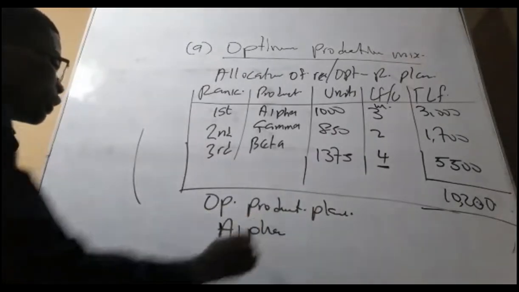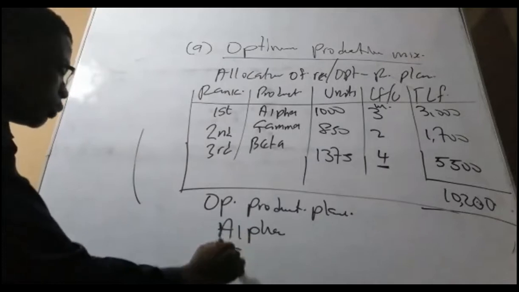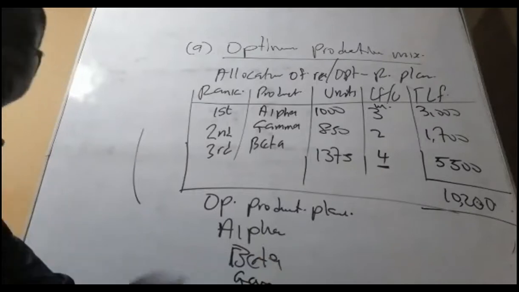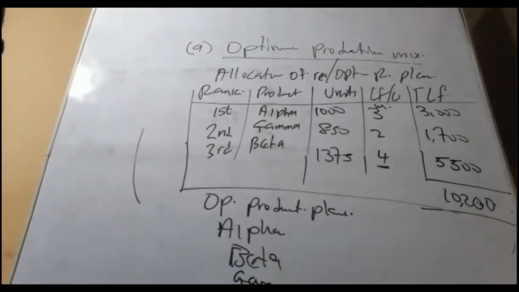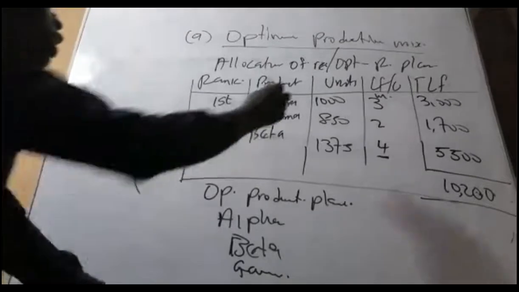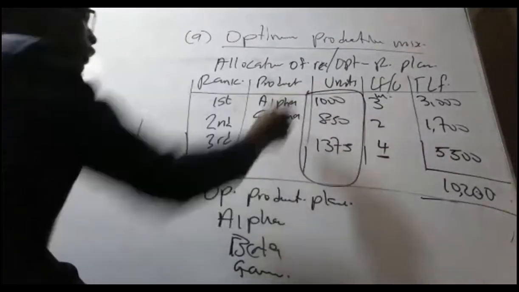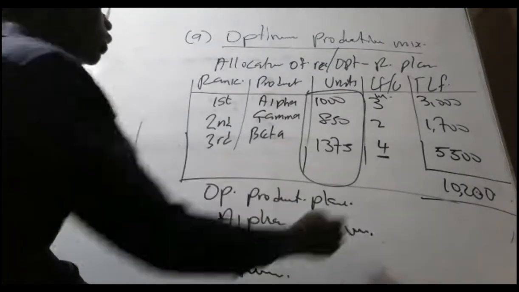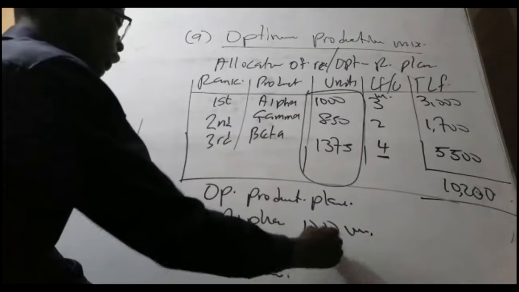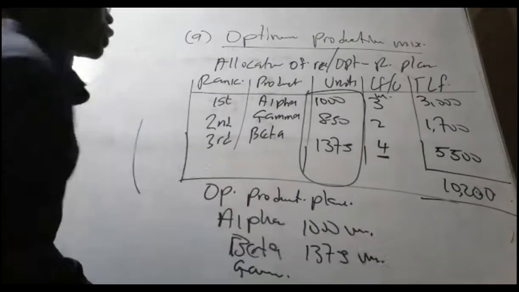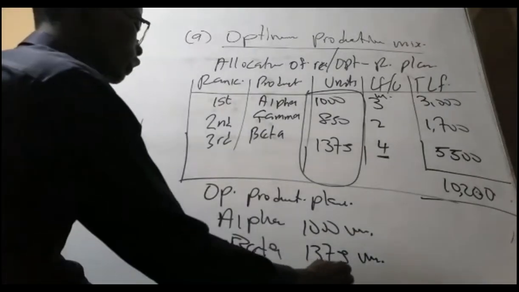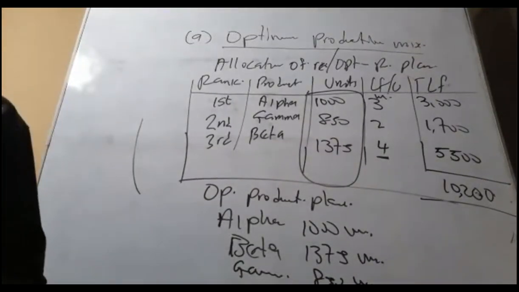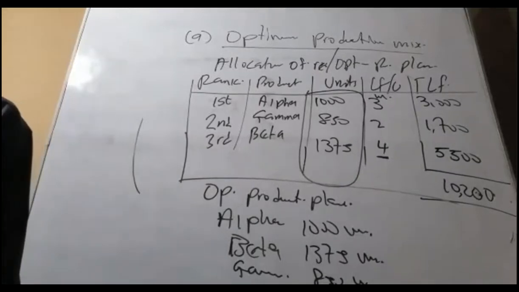Alpha, how many units? Beta, how many units? Then gamma, how many units? So alpha, they should produce, just place them again. So this is the optimum production plan. Just rearrange them again. Alpha is 1,000 units. Beta is 1375 units. And then gamma is 850 units. That is it.